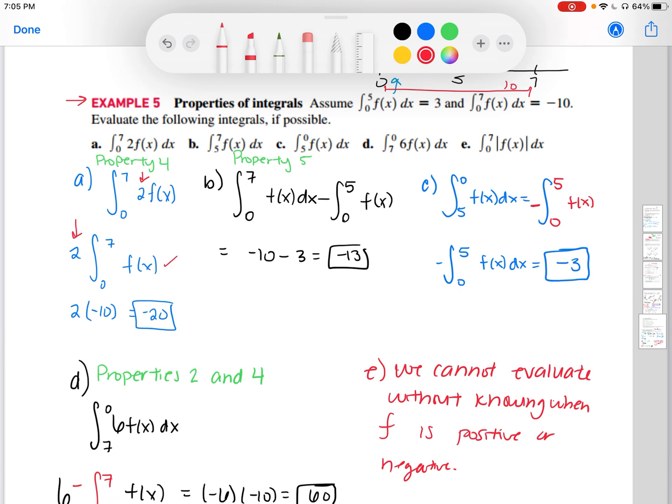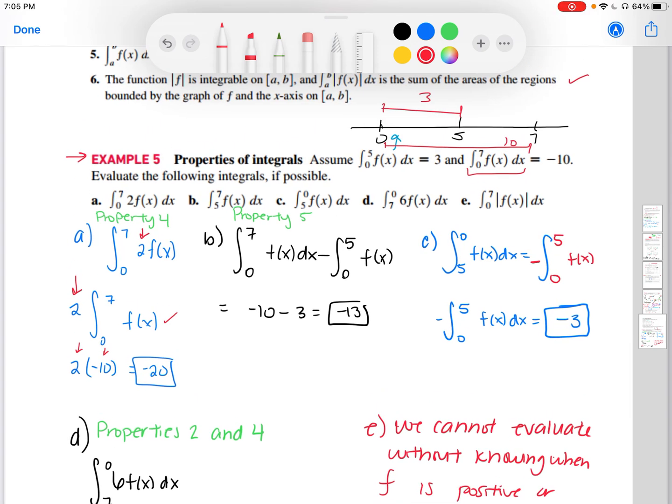From above, we see that the integral from 7 to 0 of f of x gives us -10. So we get that -10, we multiply by that 2, we get -20. All right, B, our integral from 7 to 5 of f of x dx. Okay, well, I don't have from 7 to 5, but I have from 5 to 0 and 7 to 0. And if we have 7 minus 5, that gives that same difference of 2. So we can take the integral from 7 to 0 and from 5 to 0 to get our answer.